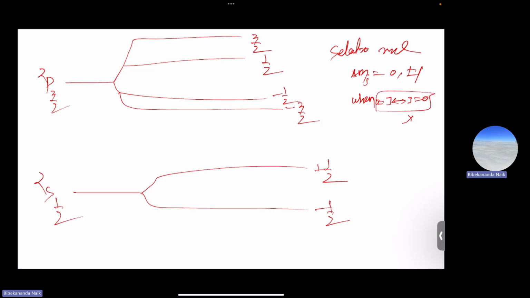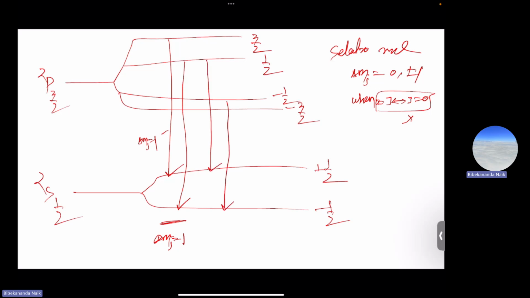Now the transition will be from 3/2 to 1/2, because 3/2 minus 1/2 is 1. So delta mj is 1. Similarly delta mj will be 1 for 1/2 to minus 1/2. So for these two delta mj is 1. Then delta mj is 0 for 1/2 to 1/2 and minus 1/2 to minus 1/2. For these two delta mj is 0.